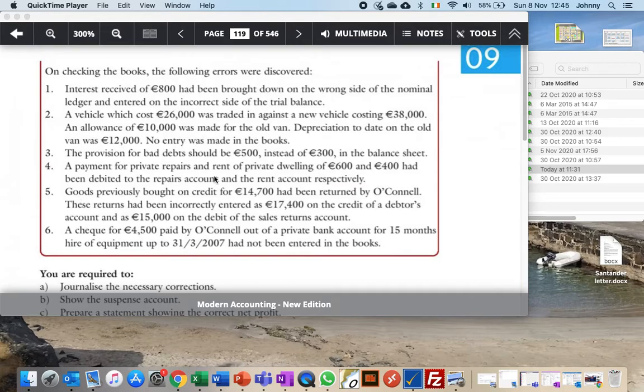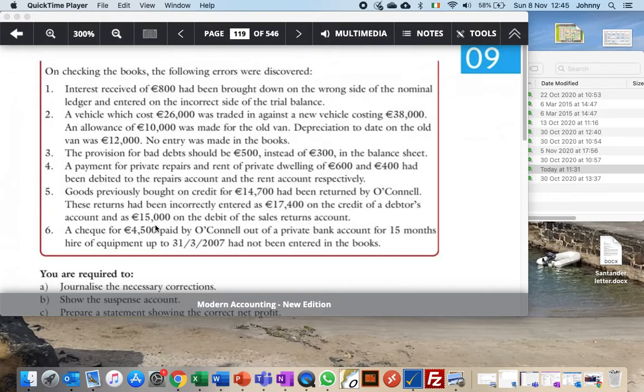Goods bought and credit 14.7 returned by O'Connell. They're incorrectly treated as 17.4 on the credit of debtors account and 15 grand on the debit of sales returns. Well, the easiest thing to do is let's cancel what we did do, and we notice that the amount is different, so therefore there's going to have to be a suspense at the very end.